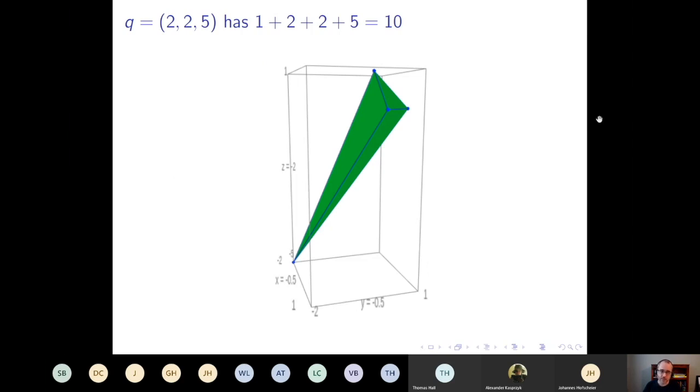And so just as an example, if I take q equal 2, 2, 5, I take 1 plus sum of the q's, I get 10, which is divisible by both 2 and 5. And this is a picture of the resulting simplex. You've got this one unimodular facet and then this kind of tail point far away.